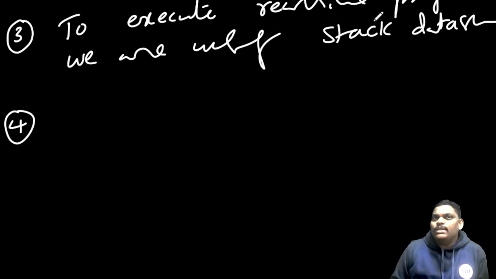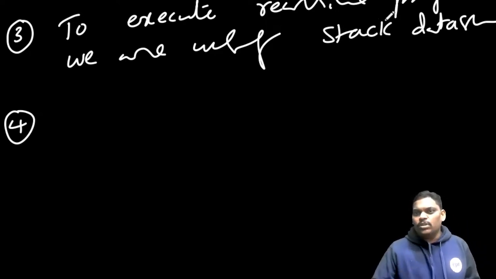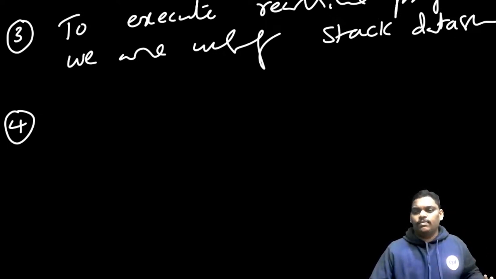One application of queue is the movie theater ticket counter. Right? One application of stack is recursion. One application of queue is the movie theater ticket counter. If you go to the movie theater ticket counter, whoever came first will get the ticket first.